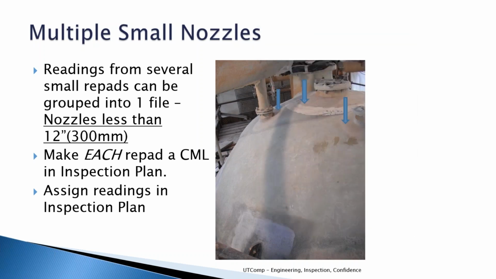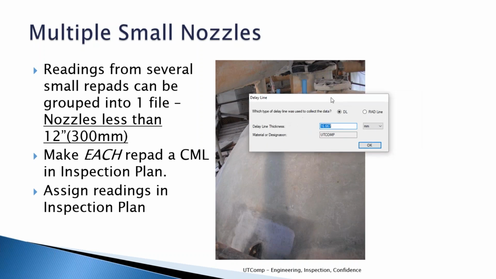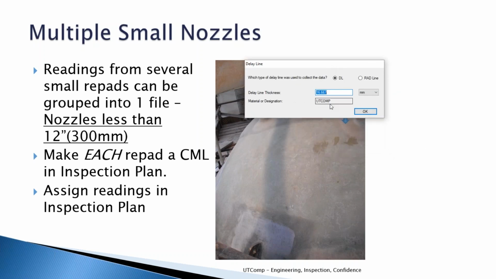Certification is complete, and the next question that comes up is what type of delay line was used, and in this case, we use the DL line, not the rad line. And if you have a chance to measure yours when you use it, by all means do it. The one I used was 16.667 millimeters, and the material designation is UTComp.